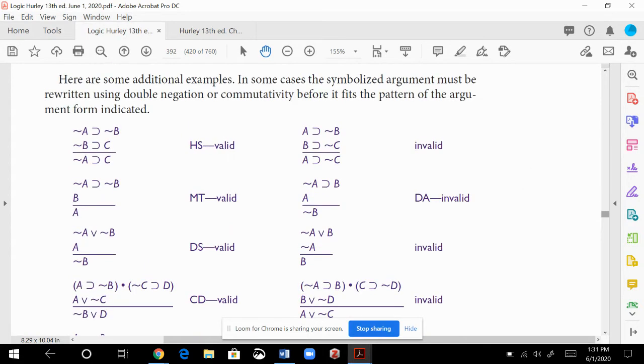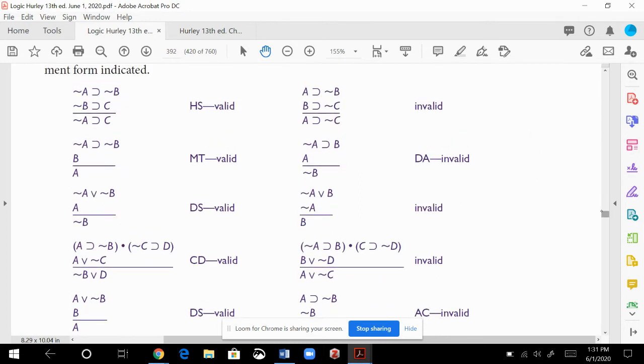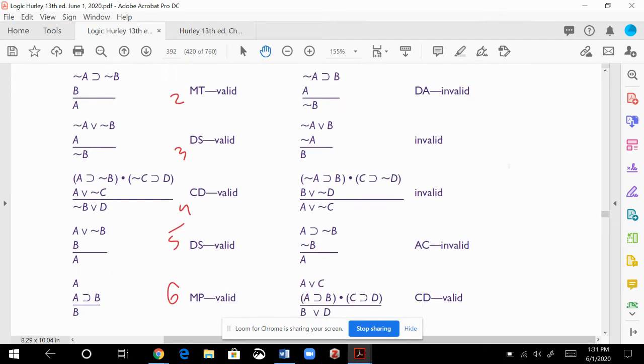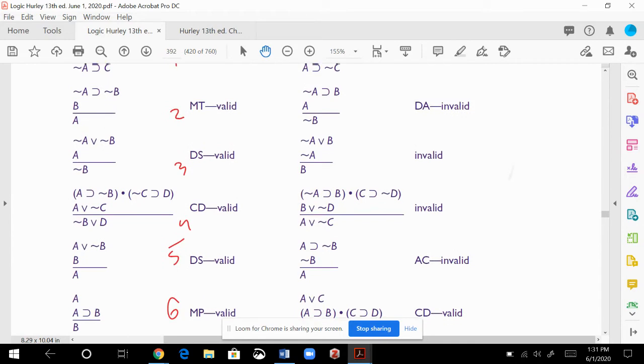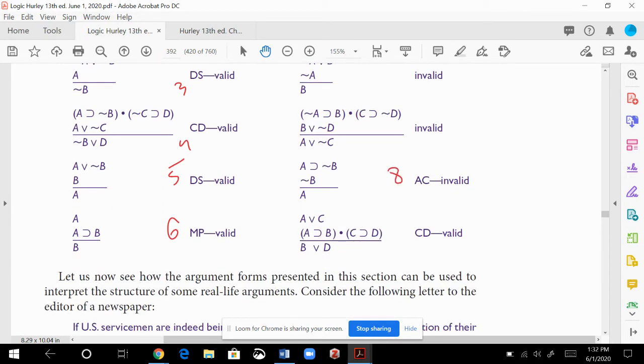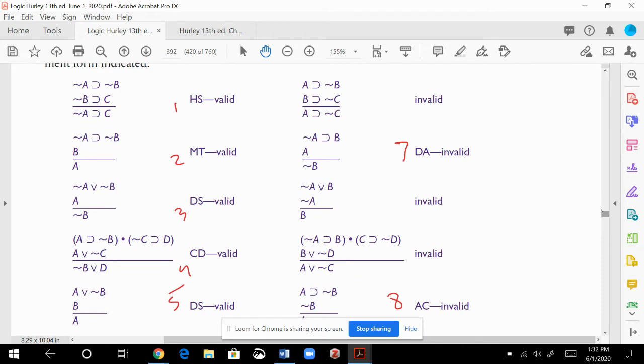He's giving you examples, but I'll just do this. I'll just say that's 1, 2, 3, 4, 5, 6. Those were all good forms. And then denying the antecedent, that would be 7. Affirming the consequent, that'd be 8. And then he just repeats. This would be another 4. So you have 8 good, and then he has this one.